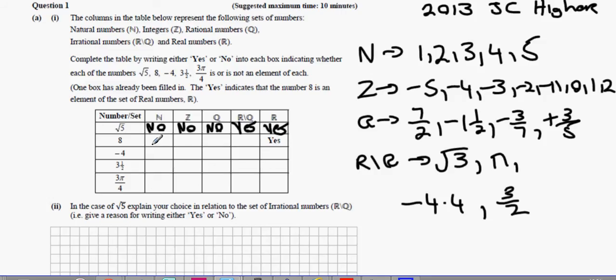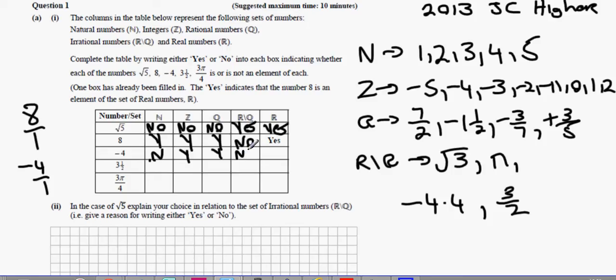Okay, 8 is a natural number, 8 is an integer, 8 is a rational number. The reason why 8 is a rational number is it can be written as 8/1, which is a fraction. Is 8 an irrational number? No. Is it a real number? Yes. -4 is not a natural number, it's an integer. Is -4 a rational number? Yes, it is, because it can be -4/1.